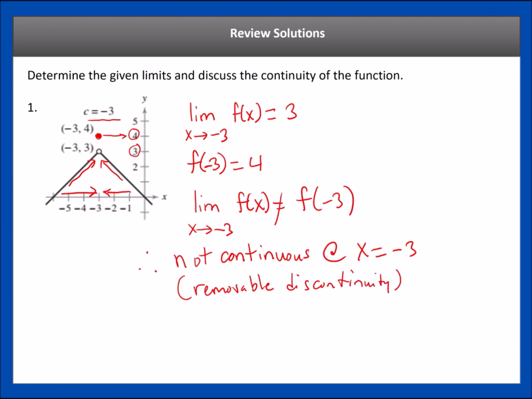And I say it's removable because we could define this to be 3. If this were equal to 3, then that would resolve the issue of the continuity. So that's why we're saying that it's removable, because we could redefine this to make it work. All right, so that's the reason why I'm saying that.